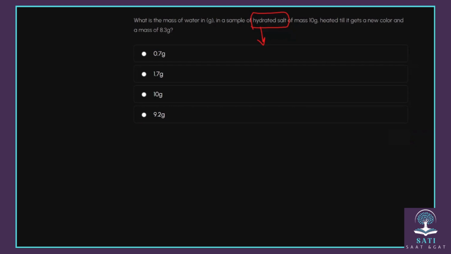Good. So this hydrated salt now, when we go to find its mass, the mass of hydrated salt represents the mass of the salt plus the mass of what? Of water, which is H2O. So that means the mass of hydrated salt represents the mass of the salt plus the mass of water. Why? Because hydrated salt has water molecules attached to it.